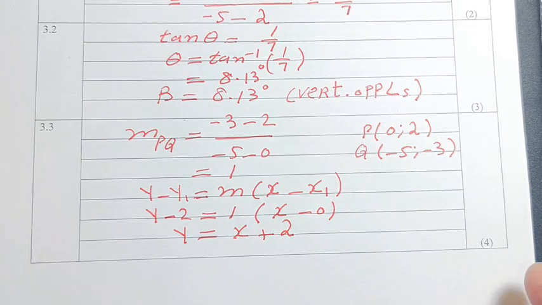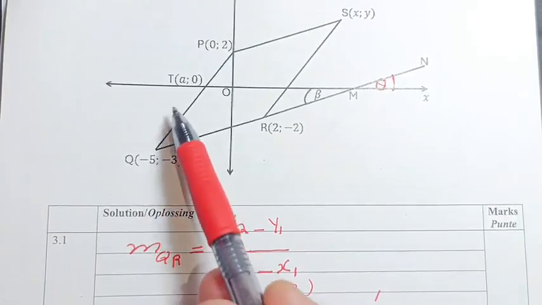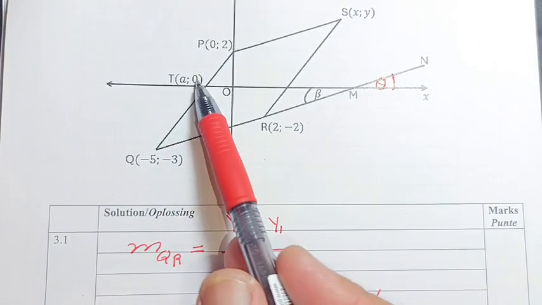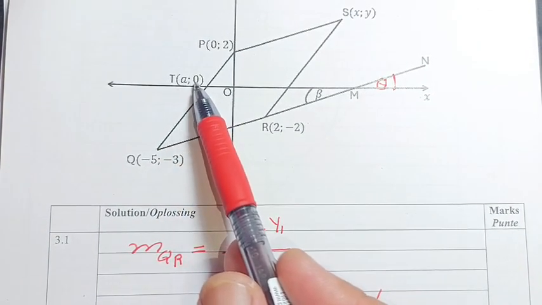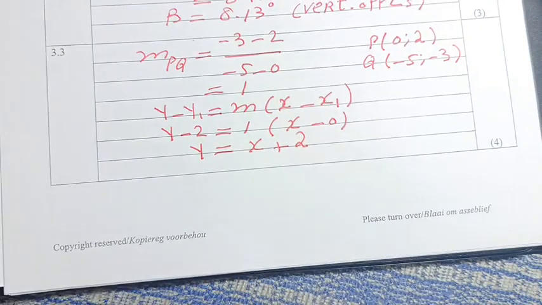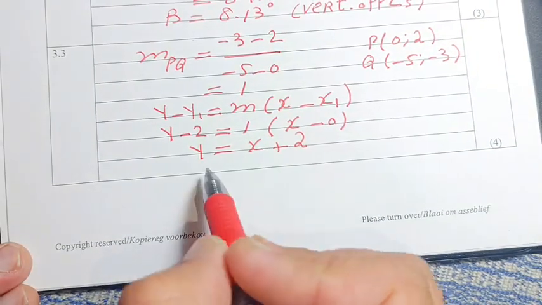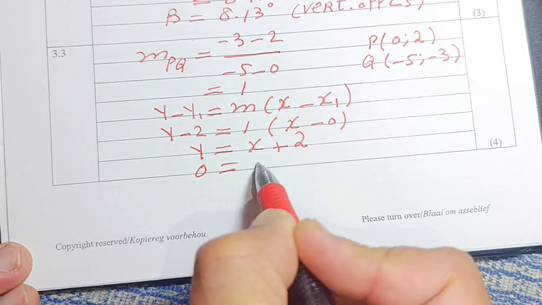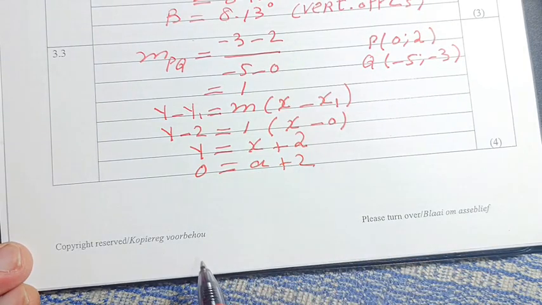Now I'm going to substitute the coordinates of T, which are the x value a and the y value 0, into this equation. So it's going to be 0 in place of y, and in place of x it's going to be a, plus 2.